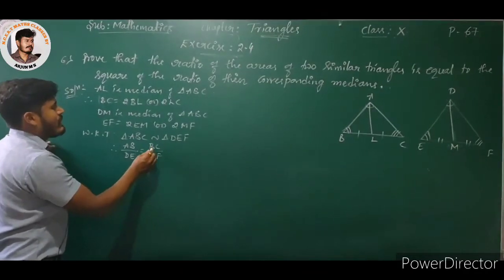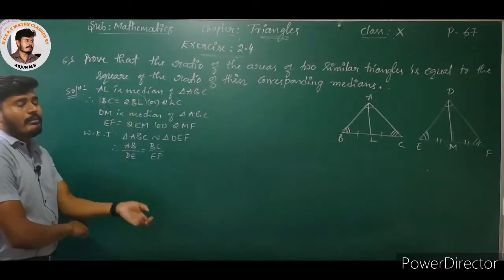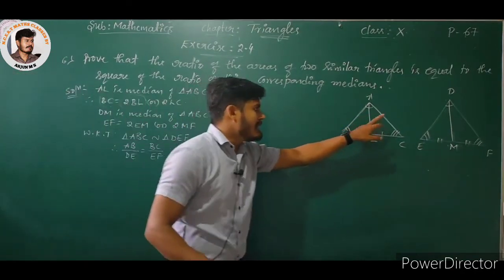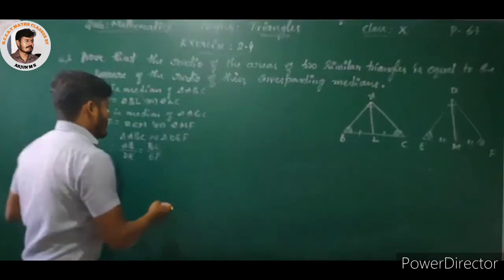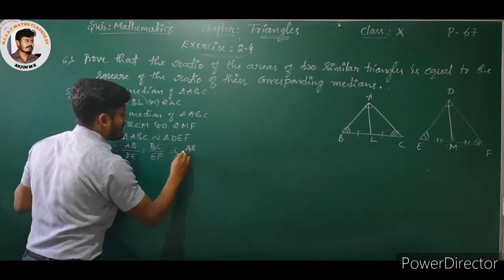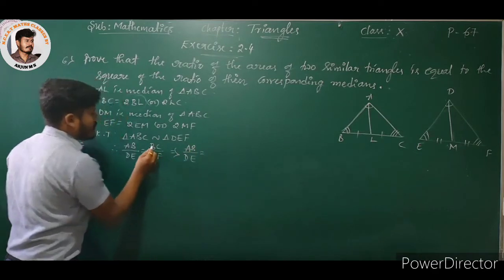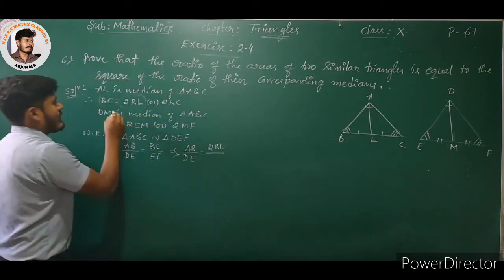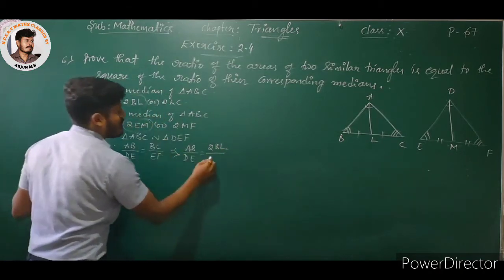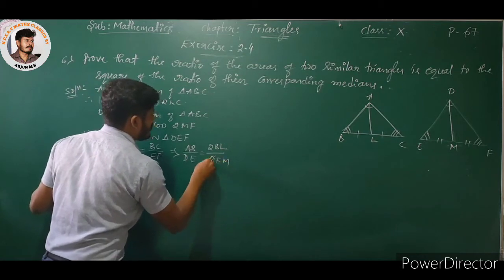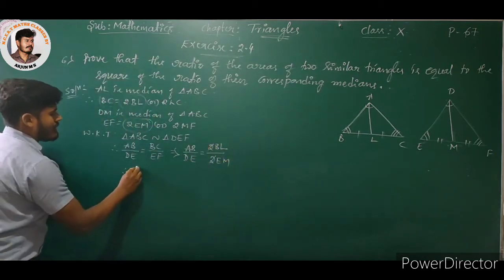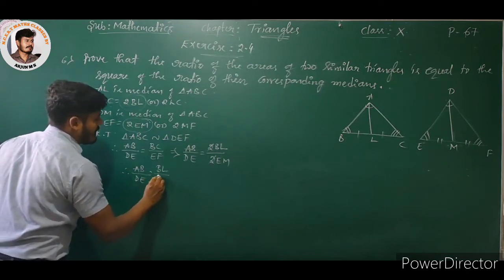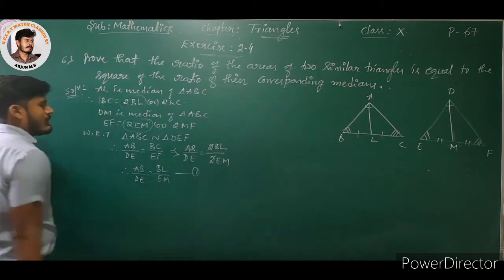We know that in place of BC we can take 2 times BL or 2 times LC, but we focused on these two triangles, that's why this implies AB by DE is equal to, in place of BC you just write down 2 times BL divided by, in place of EF you just write down 2 times EM. 2 gets cancelled out, therefore AB by DE is equal to BL divided by EM. This is equation number 1.